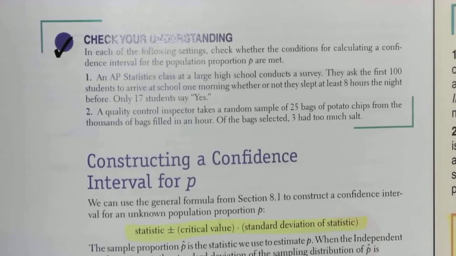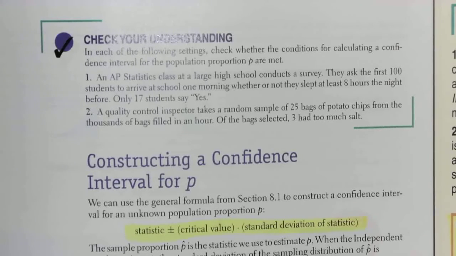So if they say it's a large whatever, you can assume that the 10% condition is met. But you have to state it. You would have to state that a large high school has more than 10 times 100, or 1,000 students. You have to say that, and the 10% condition is met.